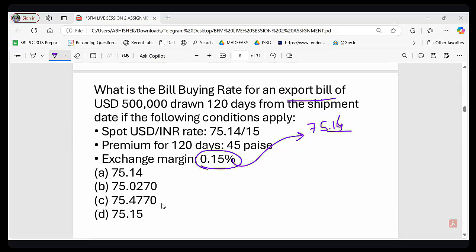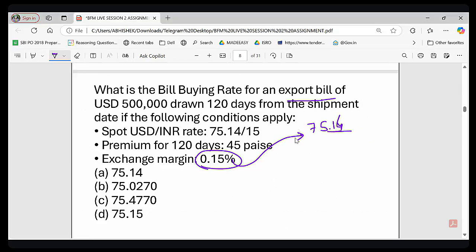Yes, correct. It has to be subtracted, right? It has to be subtracted because the margin is deducted when the bank is buying. This is to account for bank operating cost. Fine. Now, how much is 0.15% of 75.14?